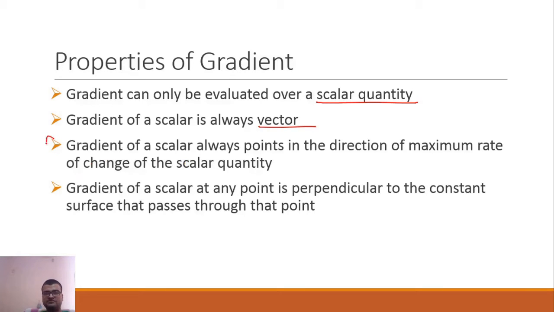Also, the last 2 points tell you kind of the same thing, that whenever you find the gradient of a scalar, you will get a direction, and the direction will tell you the maximum rate of change of the scalar quantity. And because it will tell you the maximum rate of change, obviously it will follow the shortest path, and the shortest path normally is a perpendicular. So when you find out the gradient of a scalar, you will get a vector which will be perpendicular to the surface over which you are performing the gradient operation.